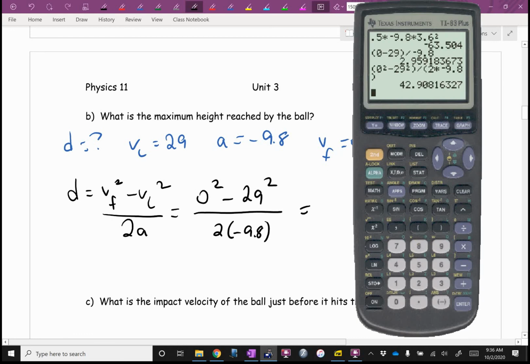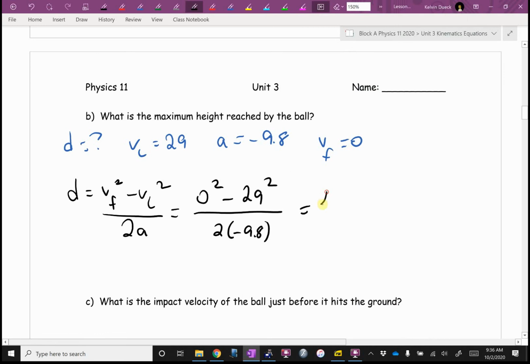Do you get 42.9? Units, Riley. What did we just find? Good. 29 meters per second, by the way. It's about 60 miles an hour. You've got a pretty good arm. You don't have a Major League Baseball kind of an arm, but people would say, oh, you can throw it pretty hard.